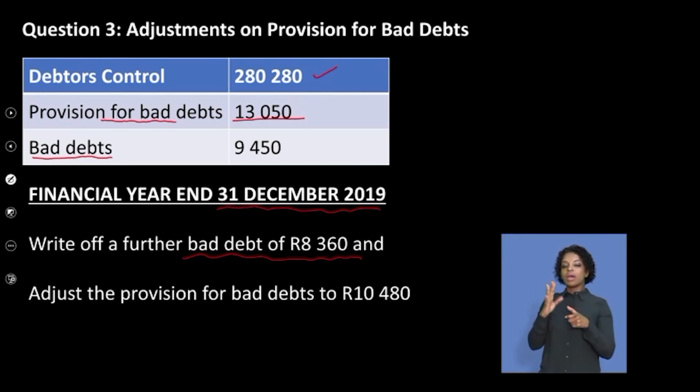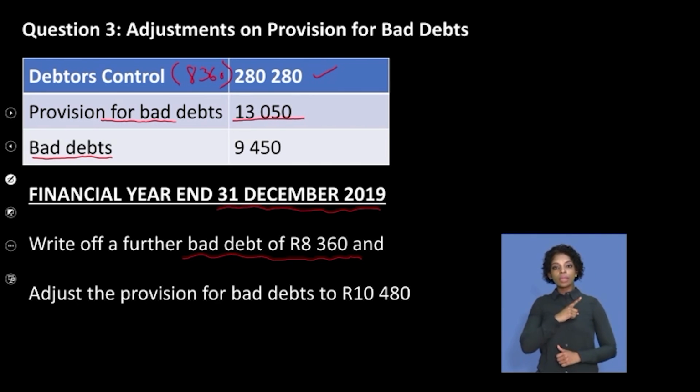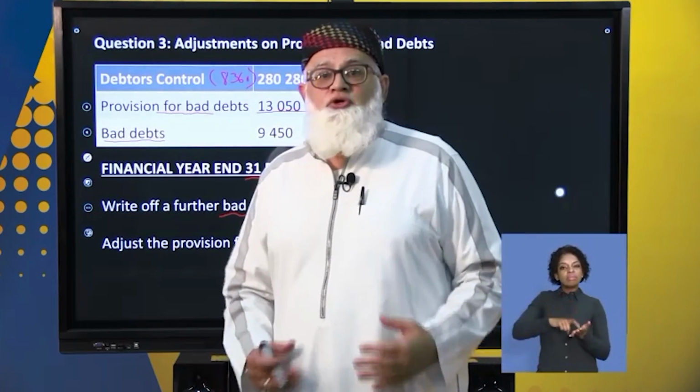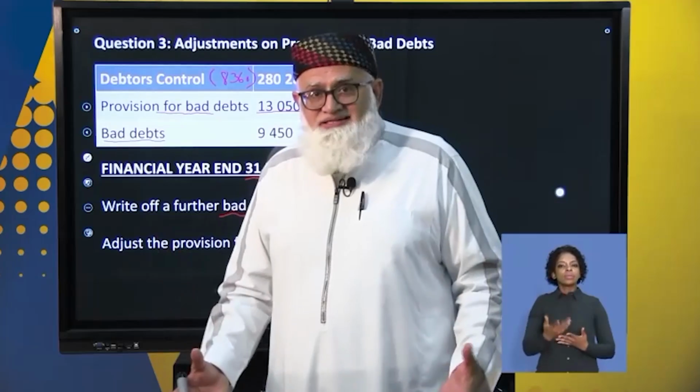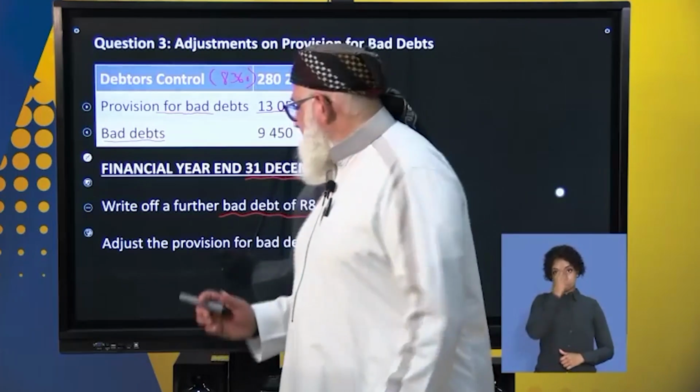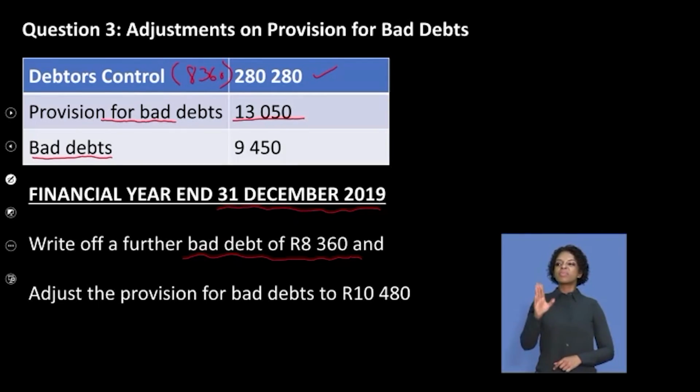And how is it going to change? You're going to subtract an amount of 8,360 from it, because it's going to reduce your debtors. These are your debtors that you've written off. That means you've made every effort to collect, but you can't collect that money anymore, so the company incurs an expense. Debit bad debts, credit debtors control. Okay? Done and dusted.